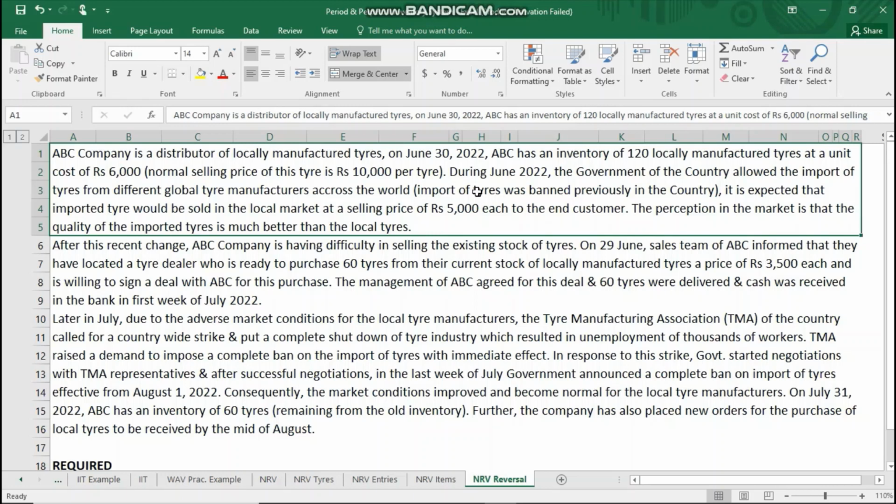So what are we going to do? Today we will cover that in this example, and I have created this example to show you if NRV reversal arises, which I just explained. Okay, what is going to be done in the books of accounts and how we will do that through the accounting entries, we're going to see that in this video.